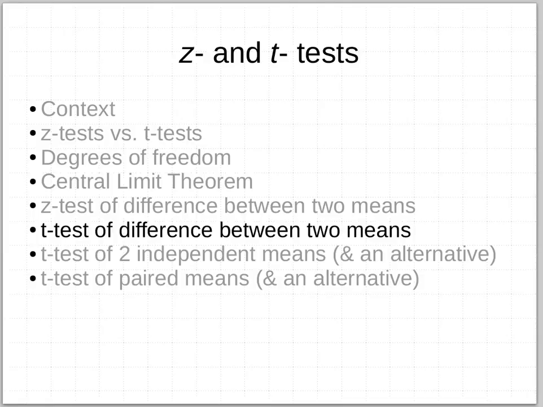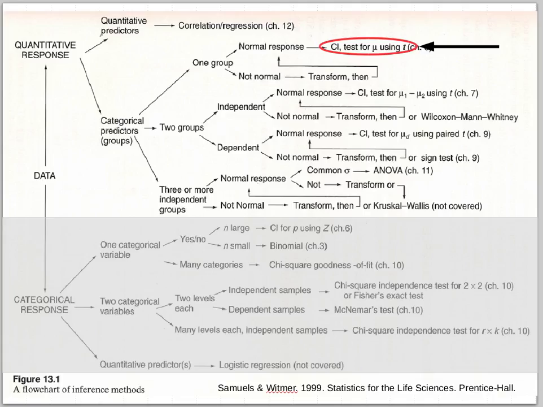Let's look at how a t-test would work, asking the same question. Is there a difference between the 2 means? So now this flow chart pops up. Notice that the z-test wasn't in there. But let's see. We're looking at a quantitative response to categorical predictors, and I'm looking only at one group. I'm asking only about the differences, and I want to know, assuming that it's a normal response, how is that mean compared to a 0?